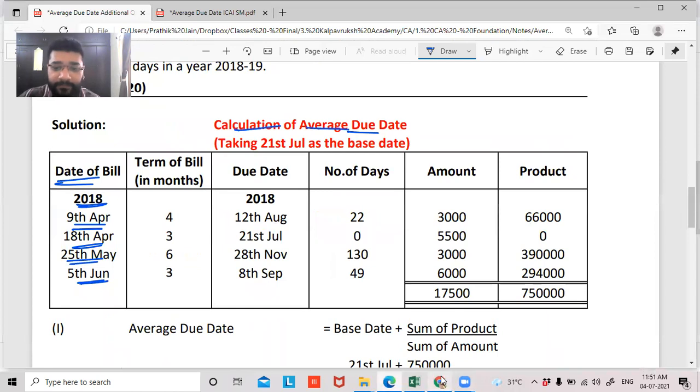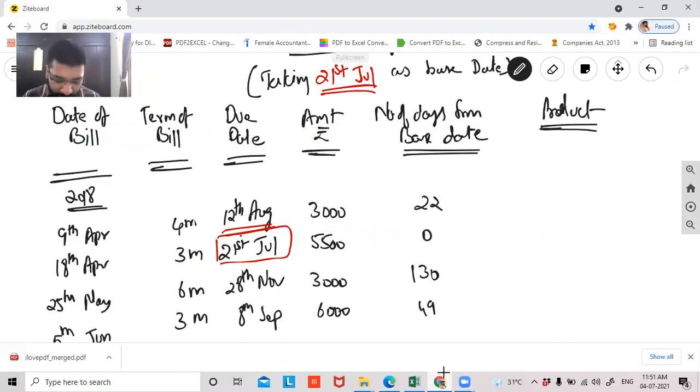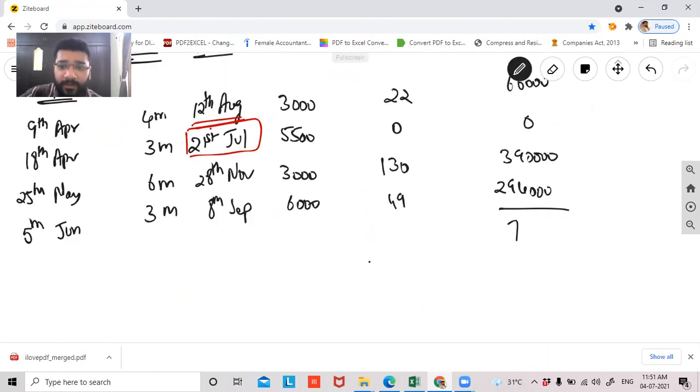Now guys, product: 3,000 into 22 is 66,000 rupees. This will be 0. 3,000 into 130 is 3,90,000 rupees, and 6,000 into 49 is 2,94,000 rupees. The total is 7,50,000 rupees, guys. And what is the total of the amounts? 6 plus 6, 12, 12 plus 5, 17,500.